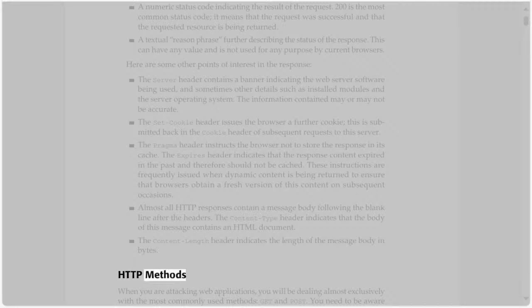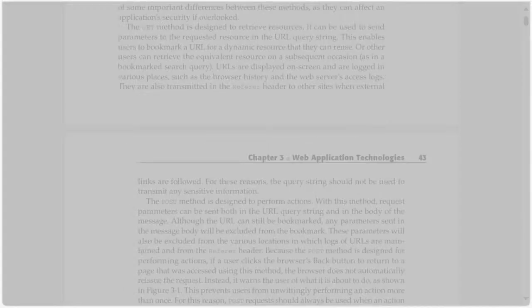HTTP methods. When you are attacking web applications, you will be dealing almost exclusively with the most commonly used methods, GET and POST. You need to be aware of some important differences between these methods as they can affect an application's security if overlooked. The GET method is designed to retrieve resources. It can be used to send parameters to the requested resource in the URL query string. This enables users to bookmark a URL for a dynamic resource that they can reuse, or other users can retrieve the equivalent resource on a subsequent occasion, as in a bookmarked search query.